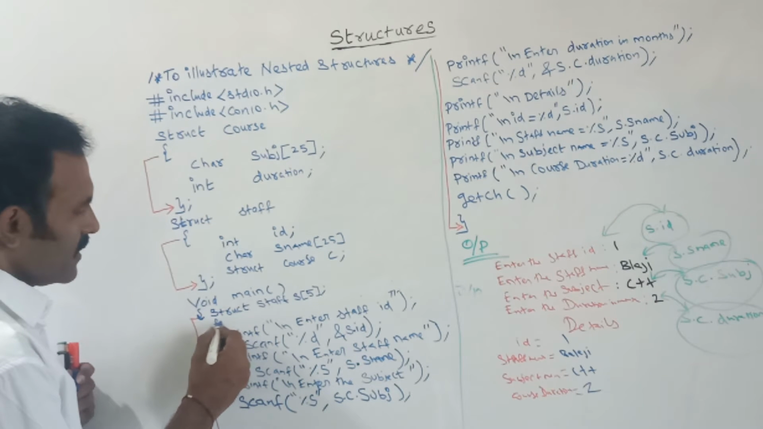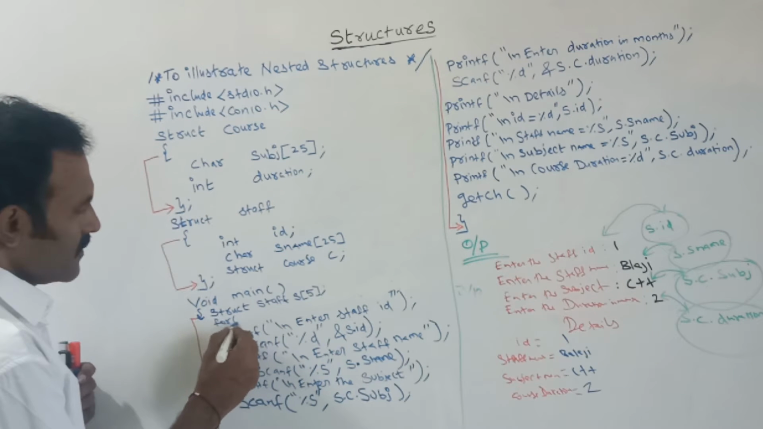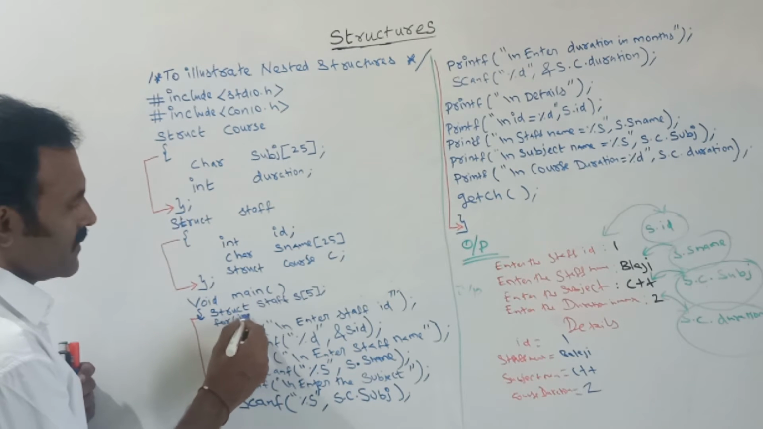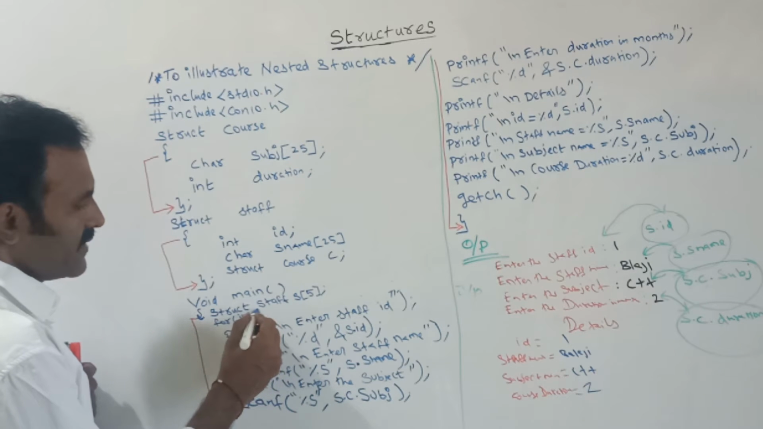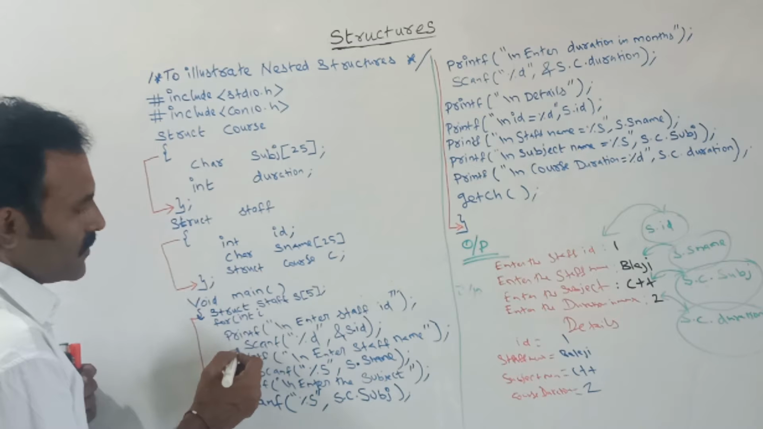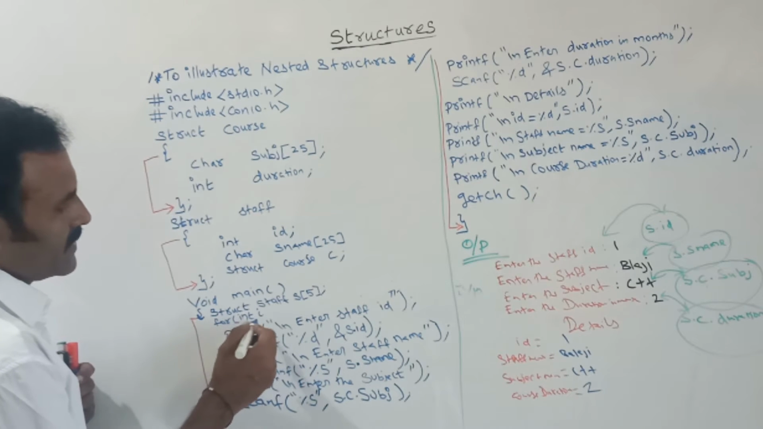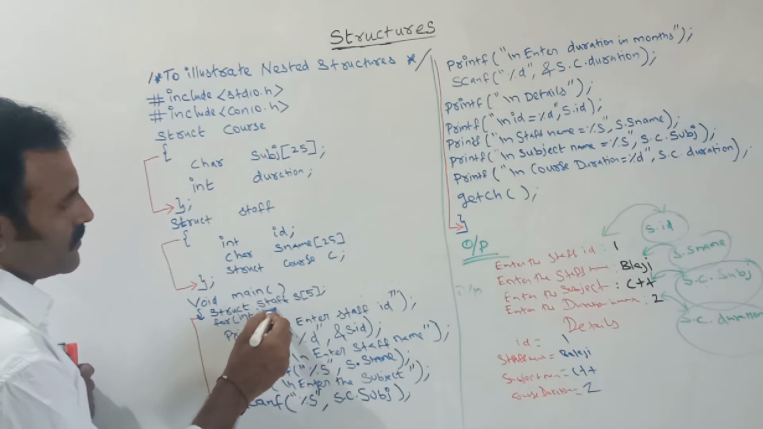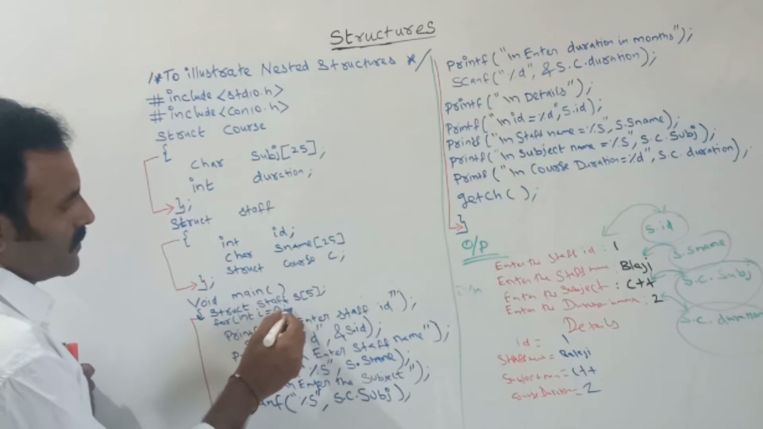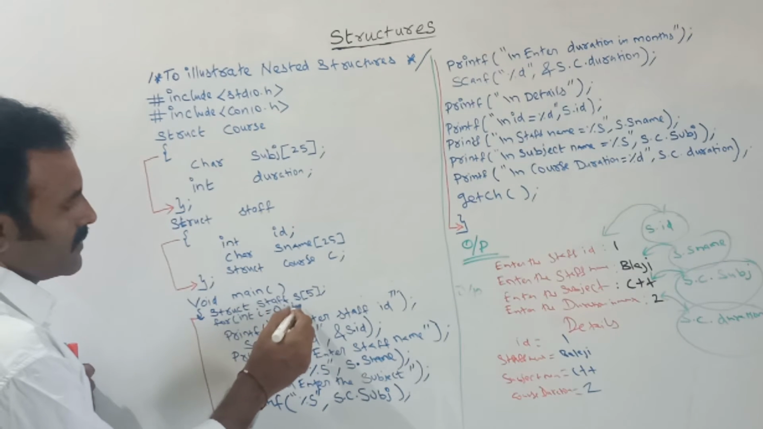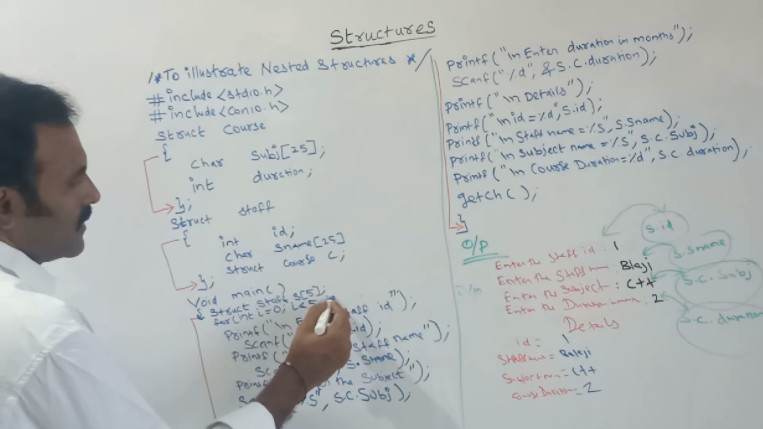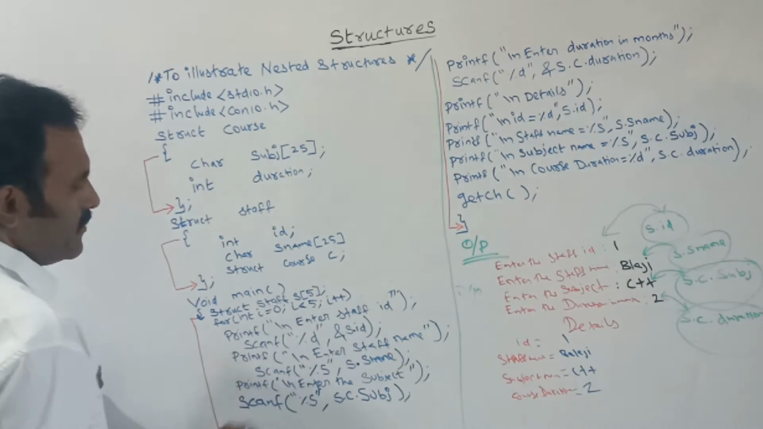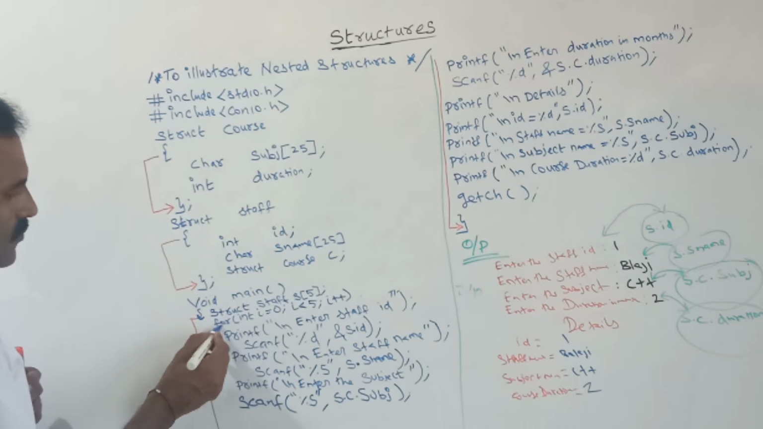Here, for an integer, I have declared the variable in the loop itself. For int i equal to 0, i less than 5, next i plus plus. After that, open brace.